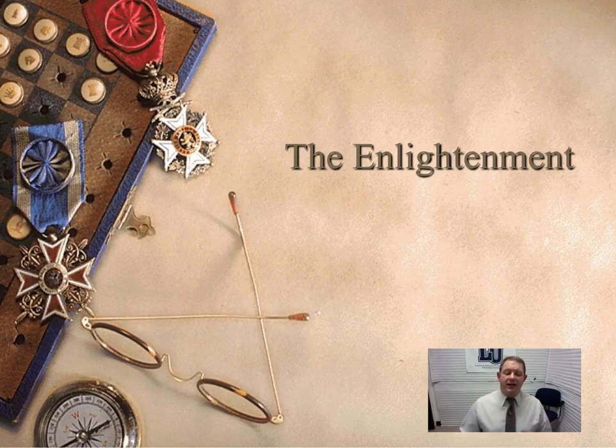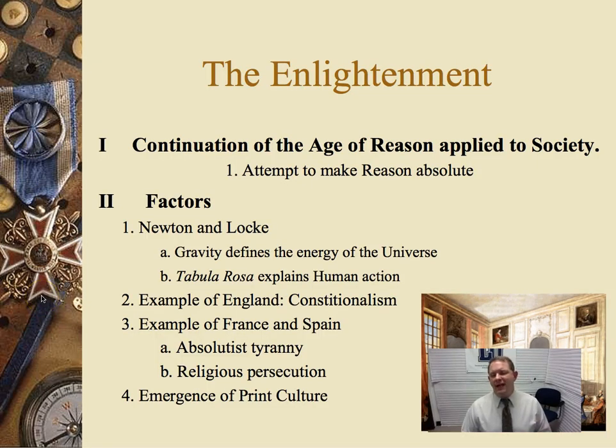Today we're going to take a look at the continued evolution of logical and rational thought as it was soon applied to society. As we take a look at the Enlightenment, the goal of the Enlightenment was to take the ideas and theories of the Age of Reason and to apply those same basic principles to all of society in an attempt to make reason absolute.